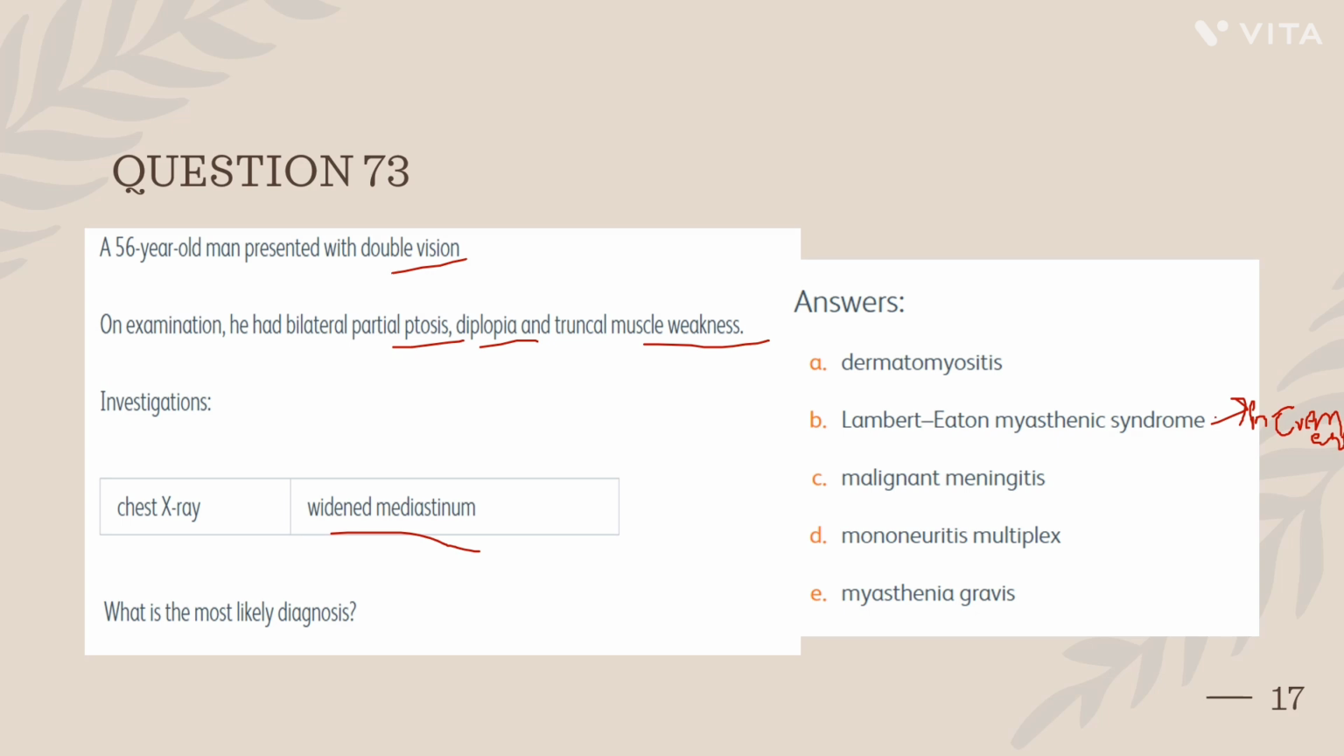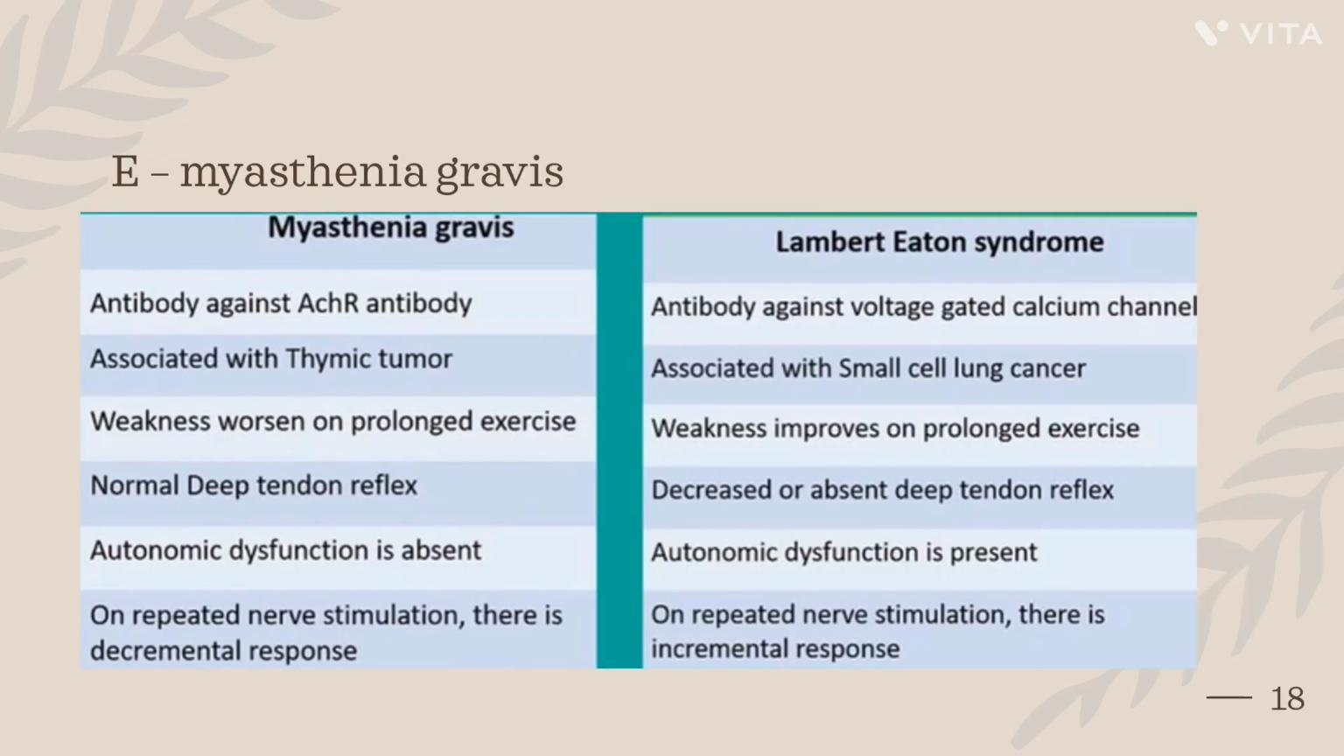So here there is ptosis, and due to that ptosis and weakness, you can have diplopia and you have muscle weakness. So that goes with myasthenia gravis. So what could be this widened mediastinum? That could be a thymoma, because myasthenia has an association with thymoma, and thymectomy is one of the management of myasthenia gravis. So it is myasthenia gravis.